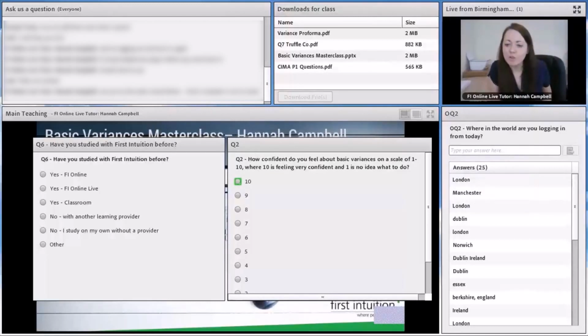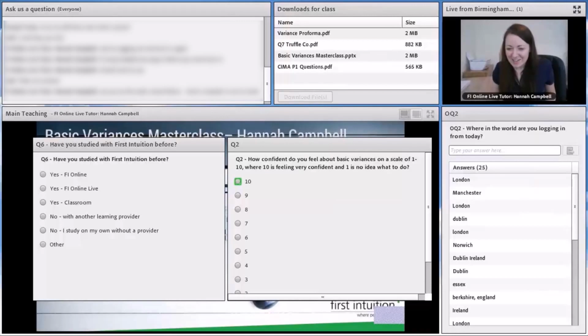So on a scale of 1 to 10, where 10 is feeling super confident, you love basic variances, you can do them in your sleep, and 1 being I have absolutely no idea where to start or what to do, I can't remember them, we have massive problems with our basic variances. Okay, let's have a look.